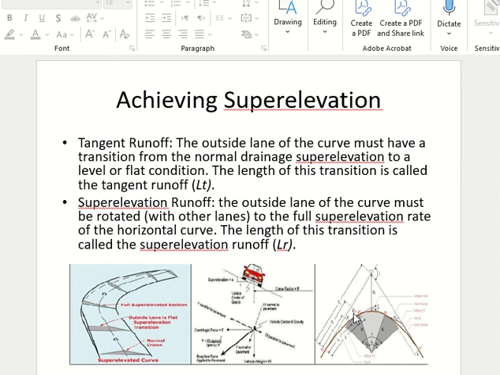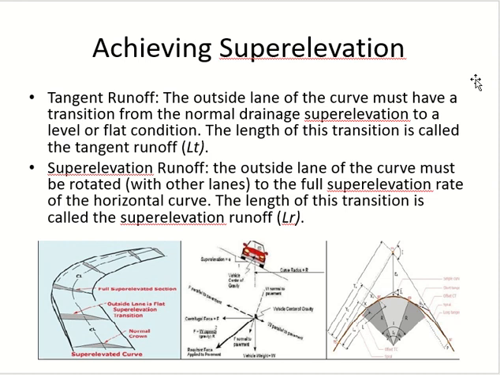Okay, super elevation is achieved in two steps. The first one is called tangent runoff. The second step is super elevation runoff. Whatever changes you make on the road, they have to be done gradually. You cannot change the cross section of the road suddenly.